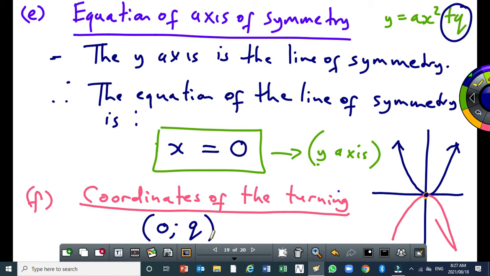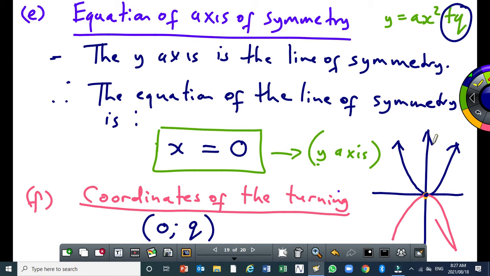Okay? So you just have to identify the value of q from the equation, and then you can write down the coordinates of the turning point. So the x value is always 0 because the graph will never move away from the y-axis. And along the y-axis, the value of x is 0. Okay, that's very important for you to know. Along the y-axis, x is 0.